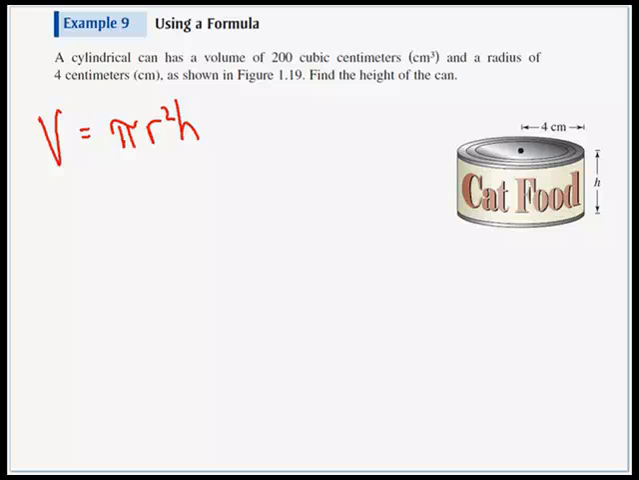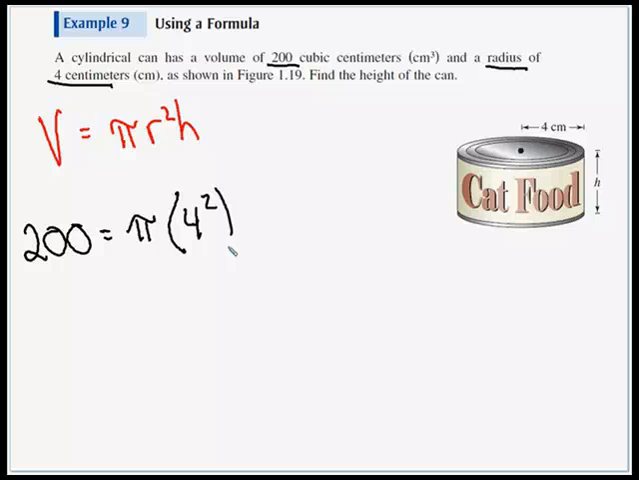So let's plug in what we know. The cylindrical can has a volume of 200 cubic centimeters, so volume is 200. That's equal to, we know pi is just a number, 3.14159, etc. It has a radius of 4 centimeters. Radius was given, it's also there in the picture. So the radius is 4, and we're going to square that because it's squared in the formula. And they're asking us to find the height of the can. So h is the variable that we're solving for.